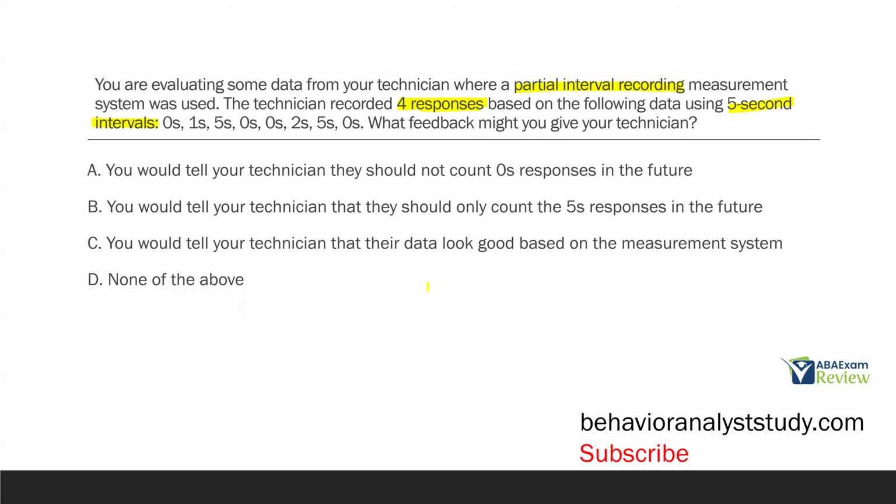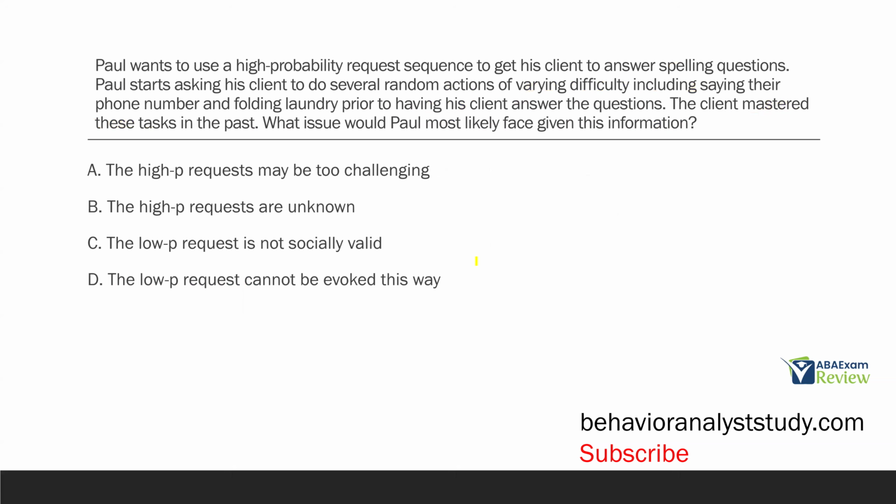C, you would tell your technician that their data look good based on the measurement system. Yes, sometimes it's good to just give praise, give good feedback, and say it looks good. 4 responses, partial interval. We have 1, 2, 3, 4. Data looks good. Let's keep monitoring it. But as for now, the data look appropriate based on the measurement system. And that is good feedback to give the technician. Keep up the good work.